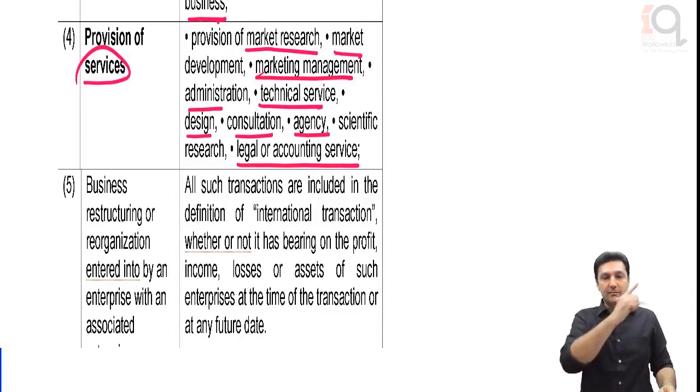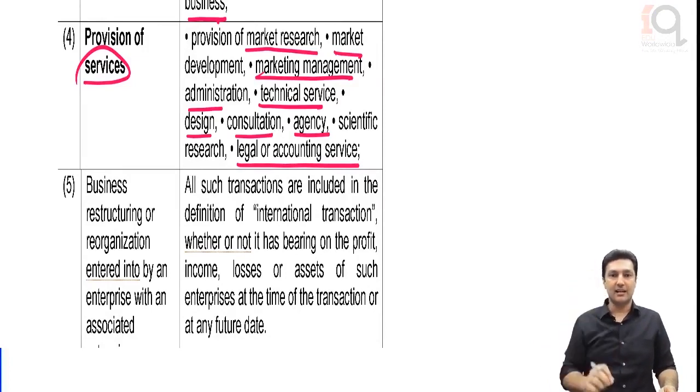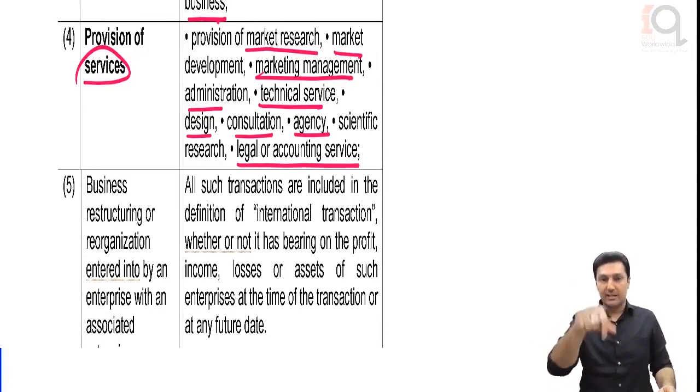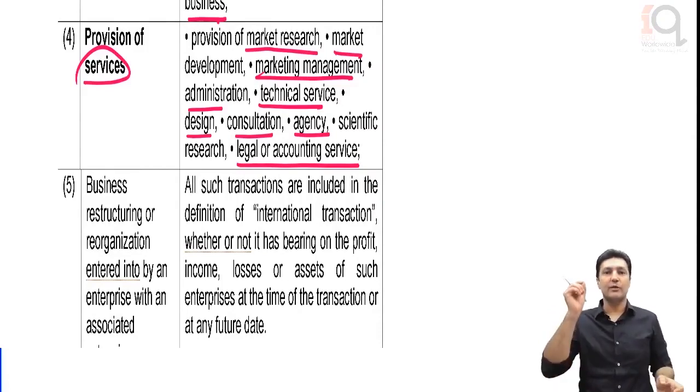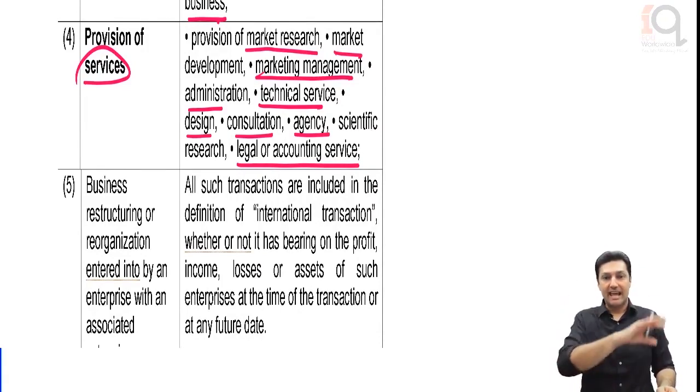If A Limited and B Limited are associated enterprises and A Limited is just giving legal advice to B Limited, even that is an international transaction, the price of which can be covered by 92C. So these elaborations are more relevant in the practical world when you're going to the minute detail. But for us, everything comes within the definition of service.